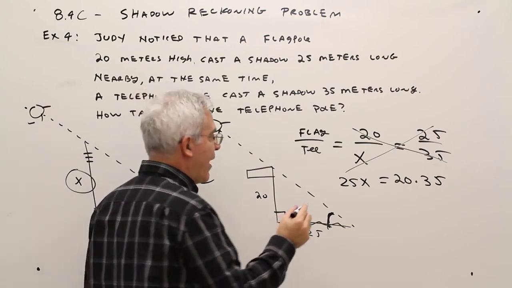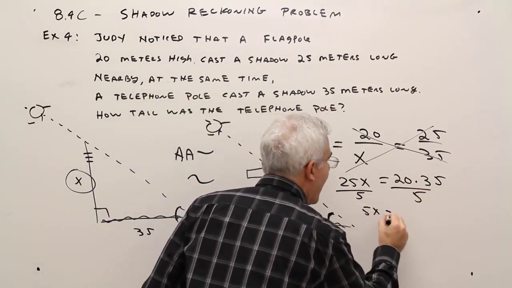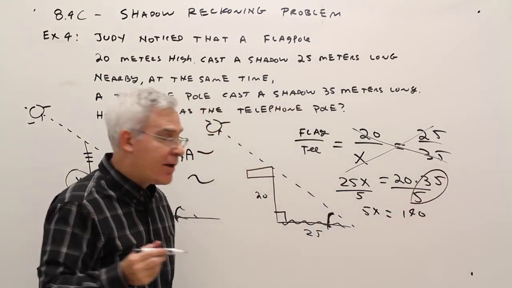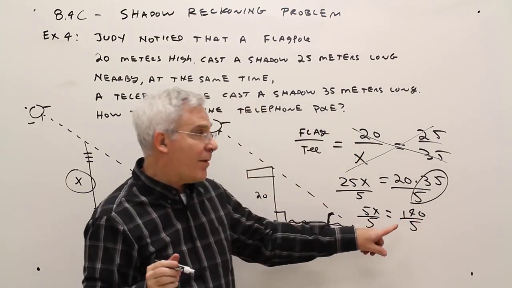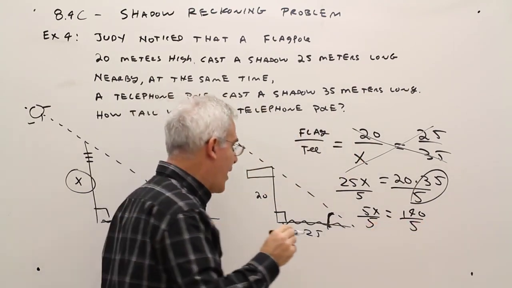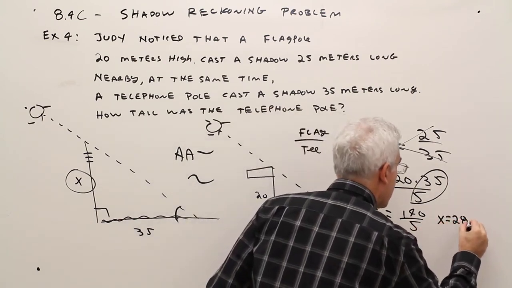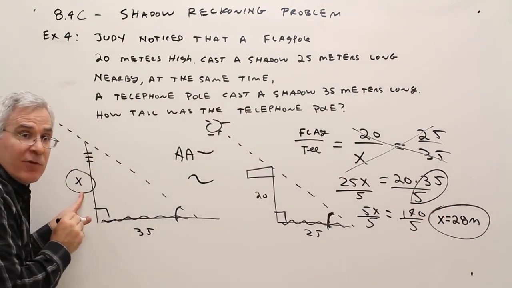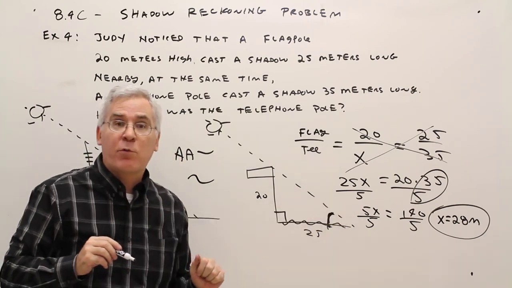I can divide each side by 5. I'll just start like that. I'll get 5x, this will be 7, equals 140. I could divide by 5 again. Divide by 10, 14 double 28. So x would equal 28 meters. And again, x is the answer to your question. So we're done. The telephone pole is 28 meters high.